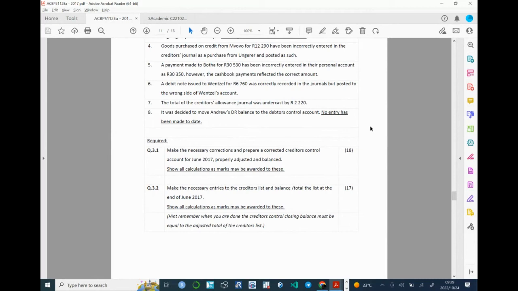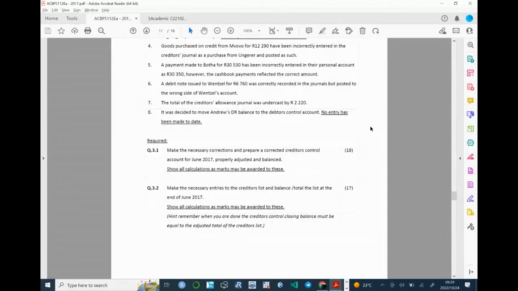Provided they're netted marks. Hint, remember, when you are done, the creditors control closing balance must be equal to the adjusted total on the creditors list. So here what we're doing is your creditors reconciliation.